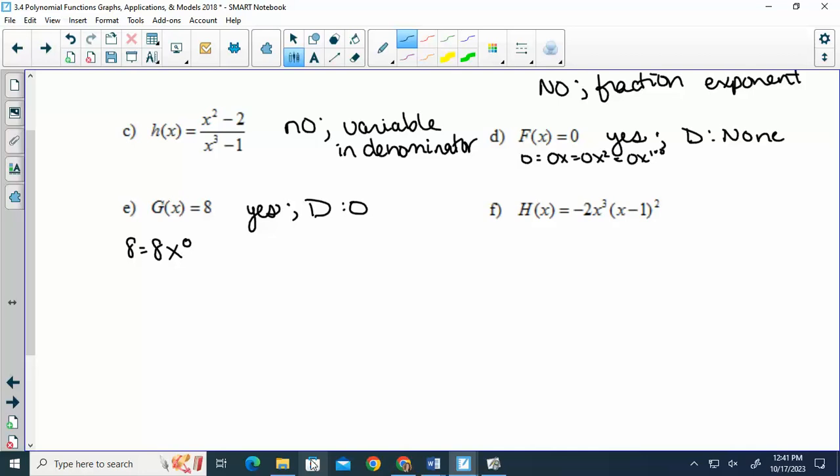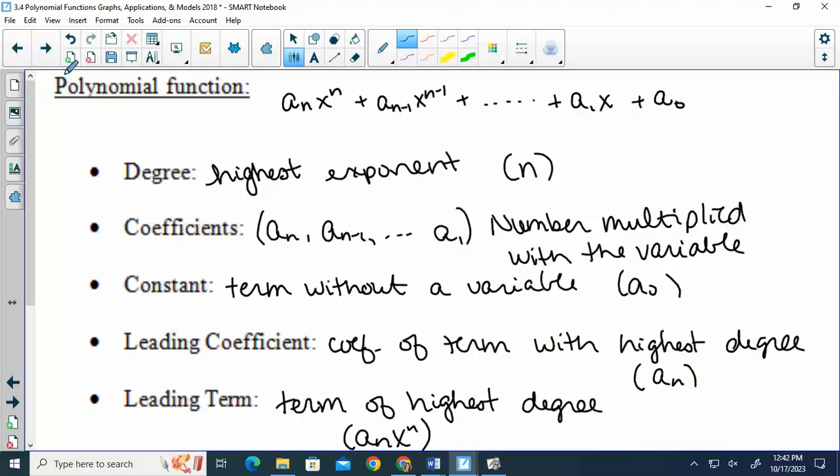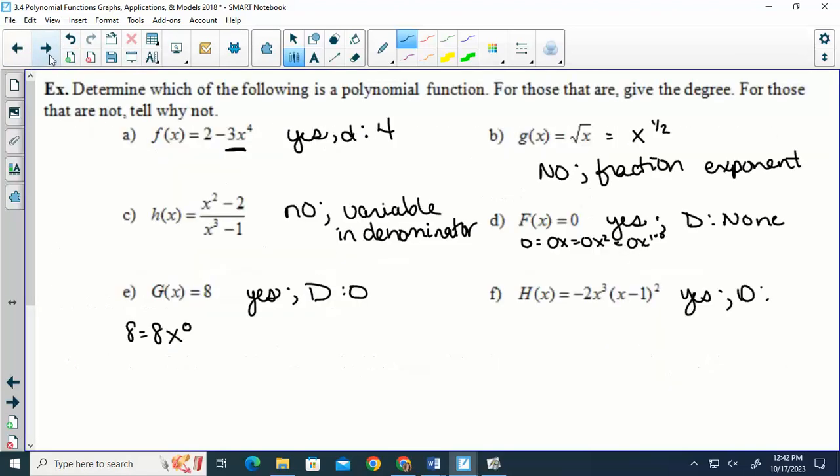All right, f. It's in factored form. But if I multiplied this all out, would I get a polynomial? Yes. So this one is a polynomial. So the degree is the highest power of x when it's in this standard form of a term plus a term plus a term.